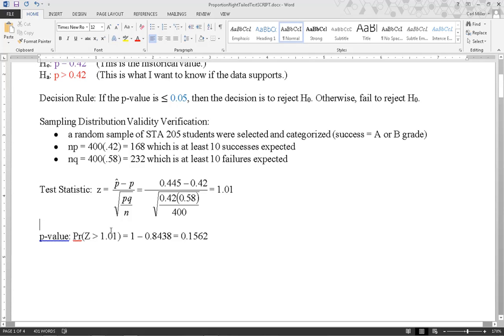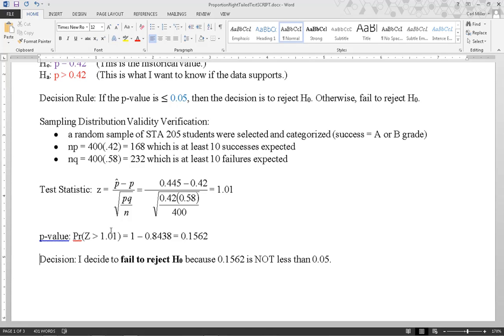The p-value. The probability z is larger than 1.01 is 1 minus the 0.8438 from the table, which yields 0.1562. The decision. I decide to fail to reject the null hypothesis because 0.1562 is not less than the level of significance 0.05.